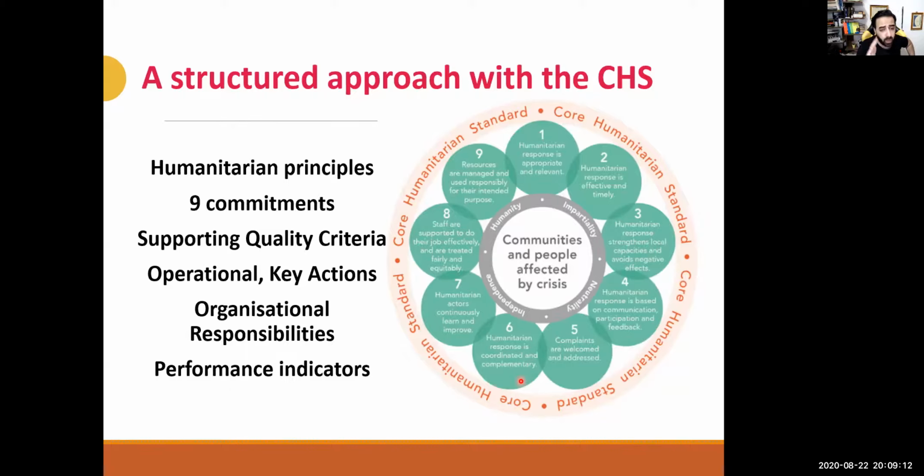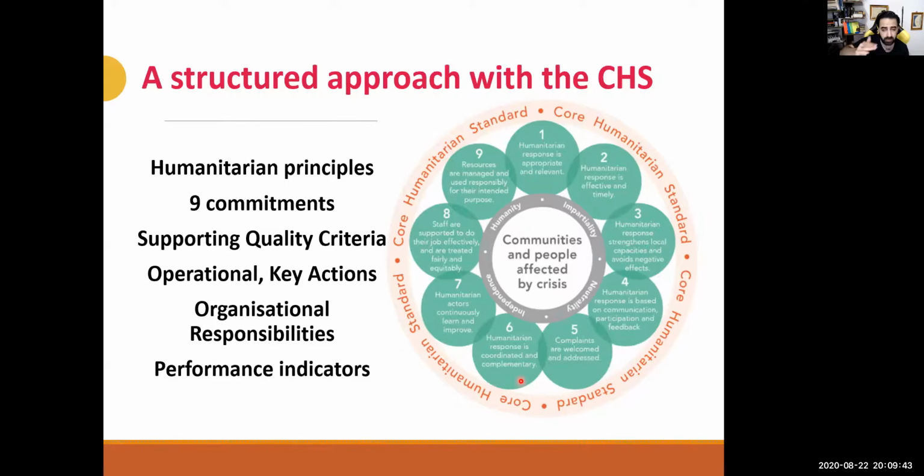Coordinated. How do we coordinate it? By clusters. We read about clusters. Humanitarian experts continuously learn and improve. As I was saying, from any problem that happened, there is improvement. Okay. We learn from our past mistakes. Staff are supported to do their job effectively and are treated fairly, and yeah.